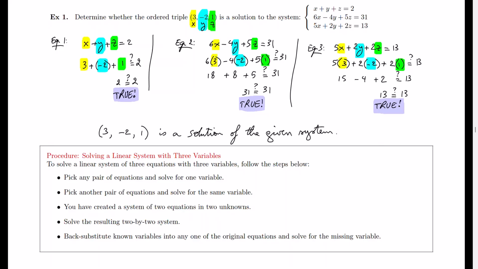And in this case, I wrote that (3, -2, 1) is a solution of the given system because there could be more than one solution. That's why I'm using "a solution" versus "the solution" of the given system.